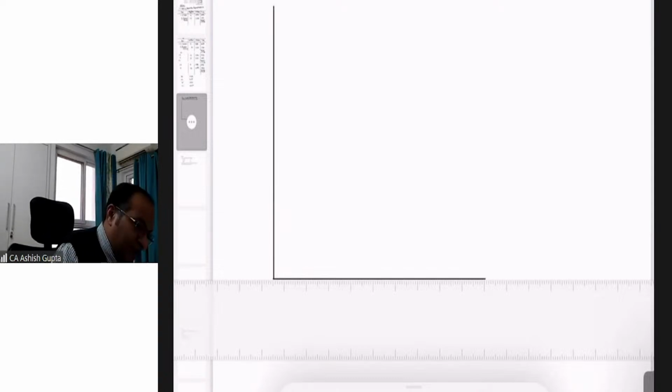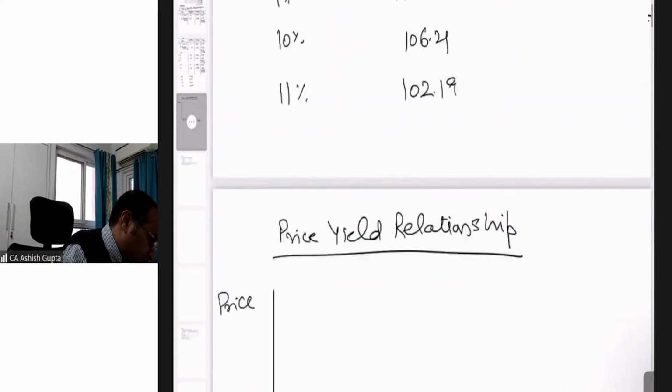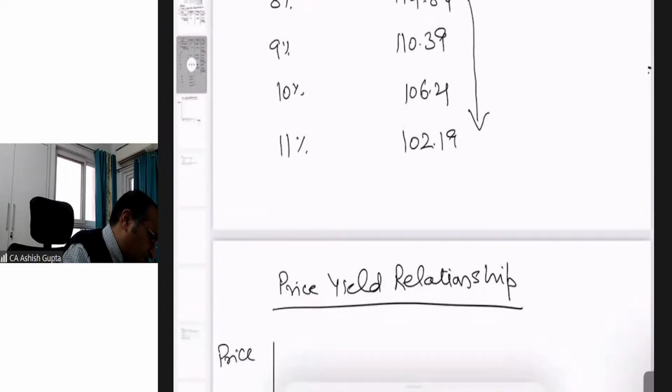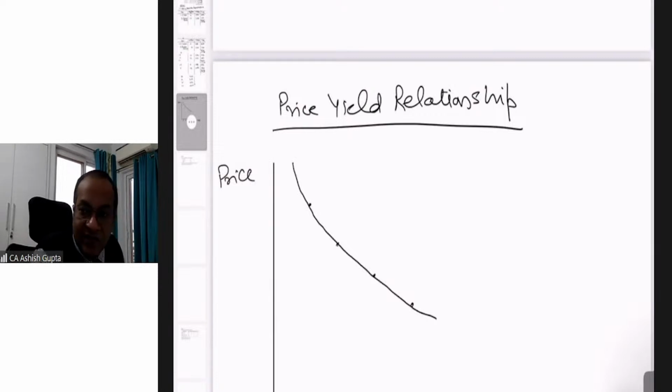Now, if I start drawing, here I take yield and here I take the price of the bond, so we can draw here 8%, 9%, here 10%, and here 11%. So I start seeing that the value is going down. Same way, if I plot them on a graph, the value comes like this. And if I join this line, this is called an inverse relationship.